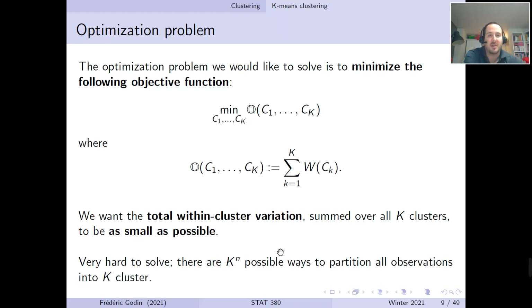Of course, within these assignments, some would lead to equivalent clusters. If you just relabel clusters, maybe these assignments would be the same, but still the total number is very large. So solving this approach exactly in practice, if the number n is very large, might be unfeasible.